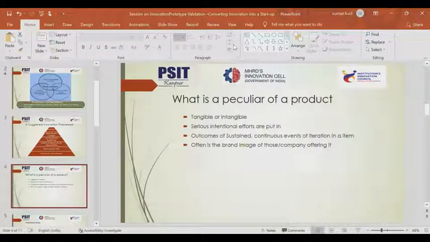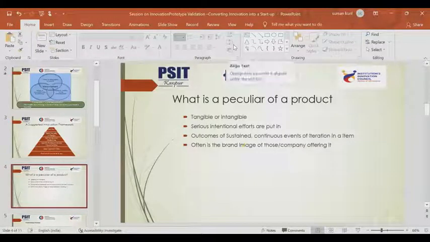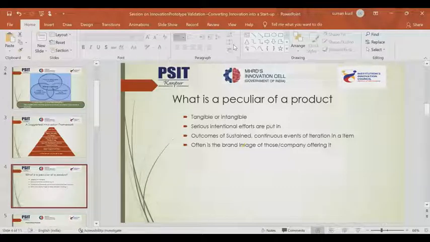That doesn't matter. You have to put serious, intentional efforts into developing that product. Not only to develop it, you have to sustain that product in the competitive environment as well. You need continuous iteration of an item or the service being offered, continuous modification, so that your product not only serves human needs in a better way, but keeps modifying with time.